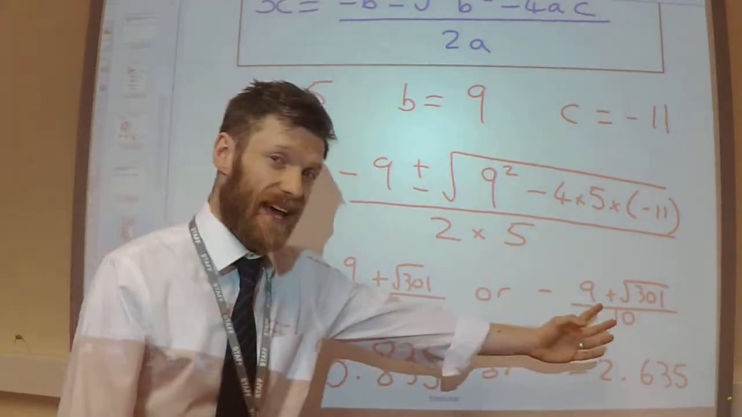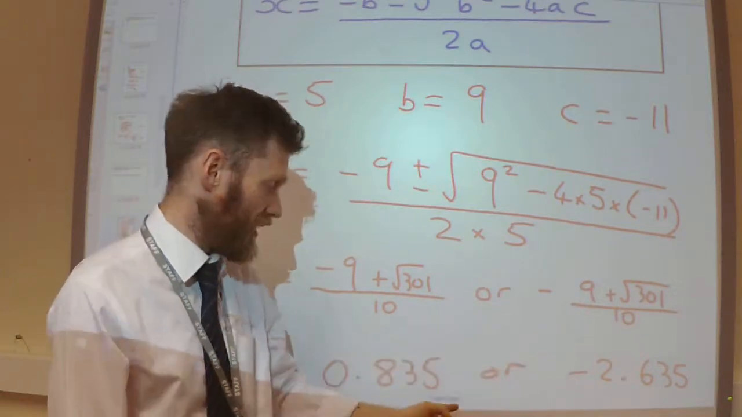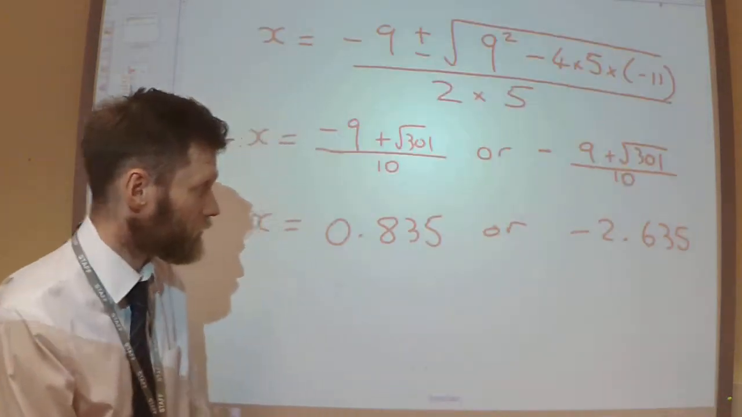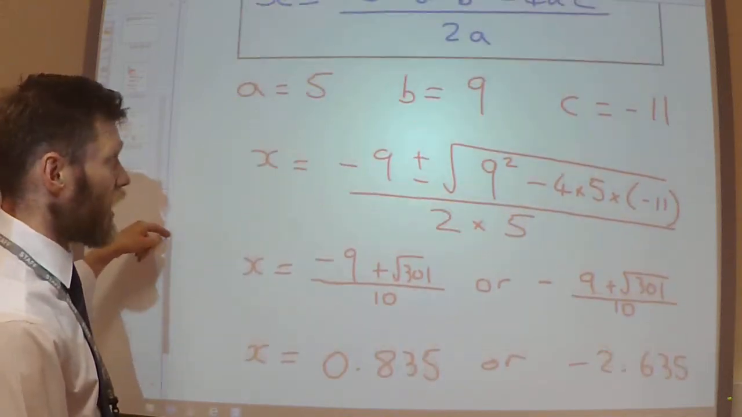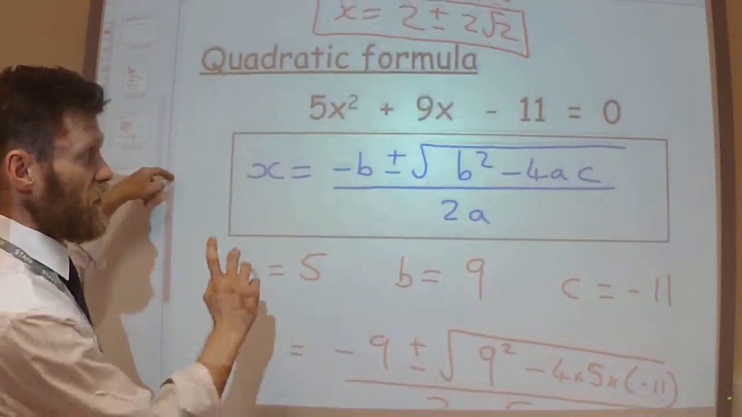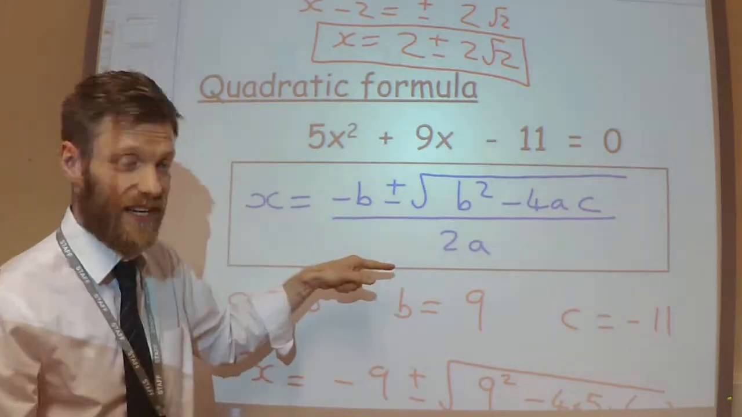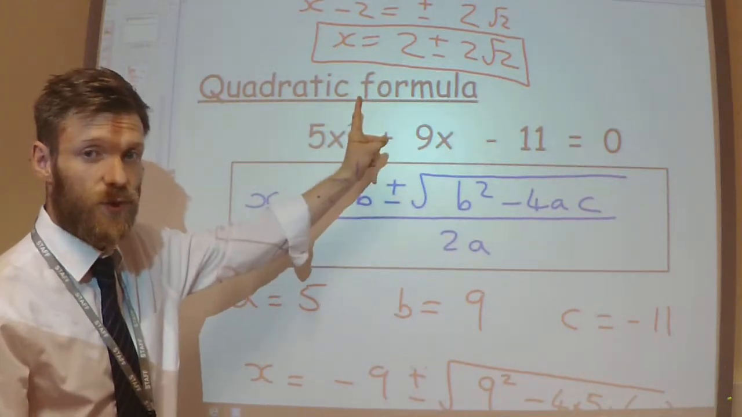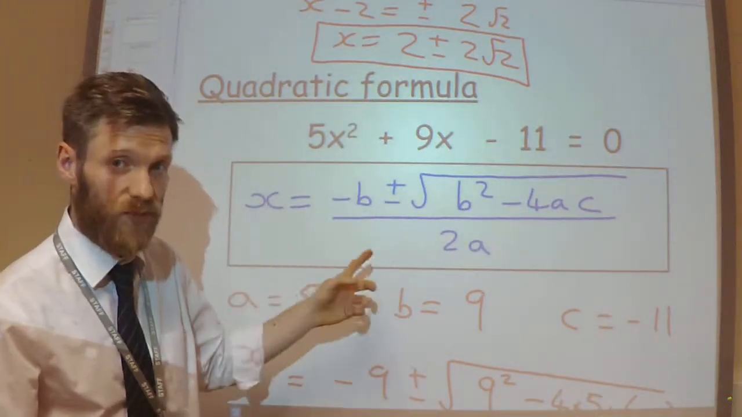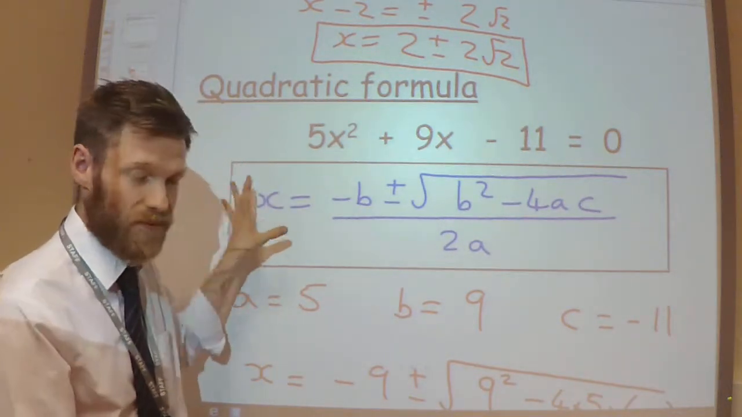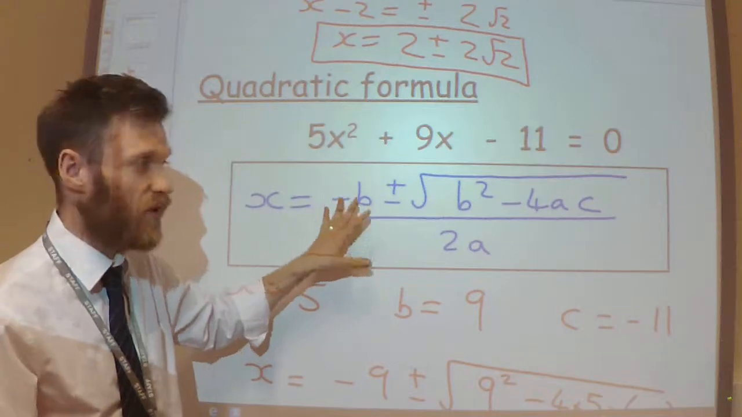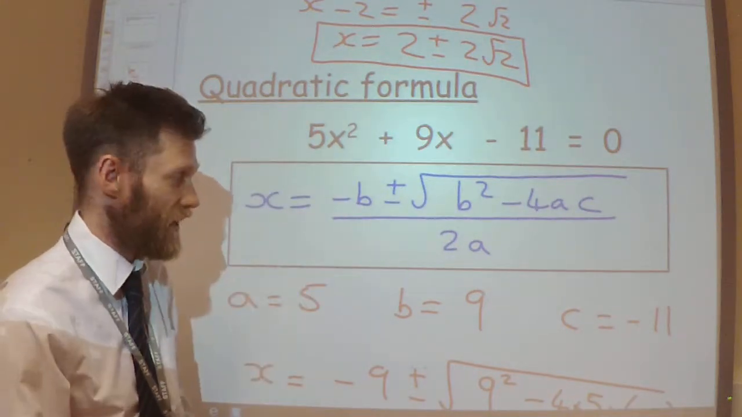You could leave them in the exact form, or you could round them and leave them in an approximate form, depending on what the question is asking you to do. This formula is actually the same thing as completing the square. And I'll prove that to you in the next video. This formula is not something that's completely just been made up. It comes from completing the square, and I'll show that to you in the next video.